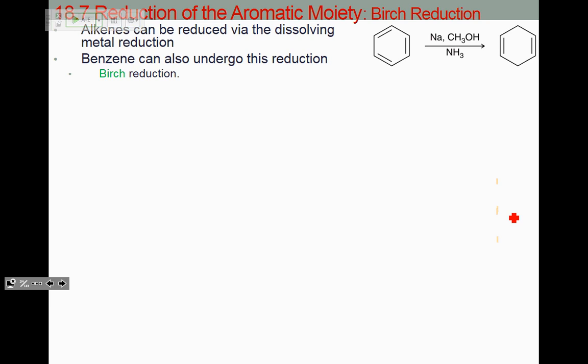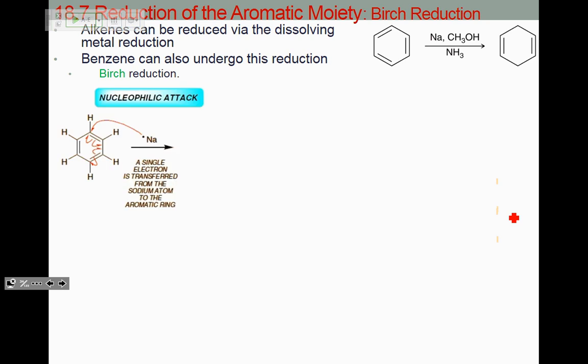So remember, our dissolving metal conditions is sodium metal and NH3, which is not the same as NaNH2. So this is the same conditions, only we're specifying methanol as a source of hydrogen. But this is the same dissolving metal conditions as when we reduce the triple bond to the trans double bond.